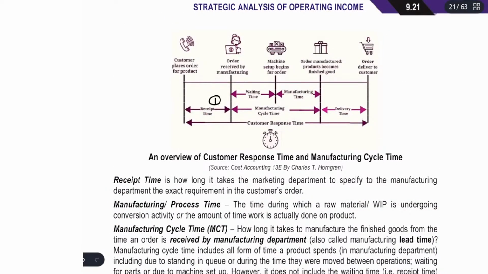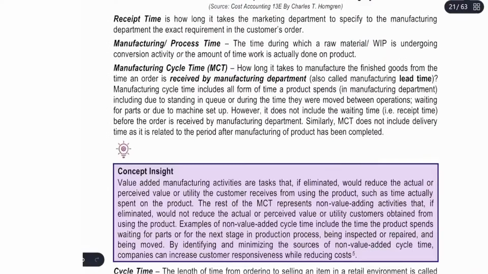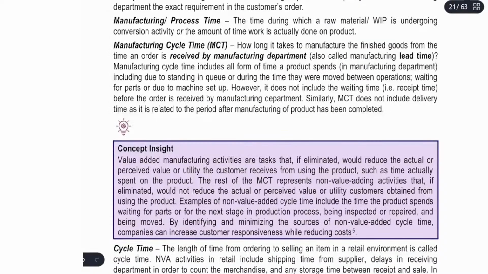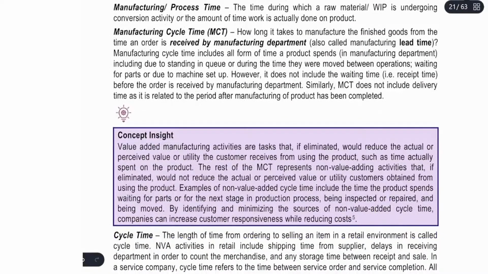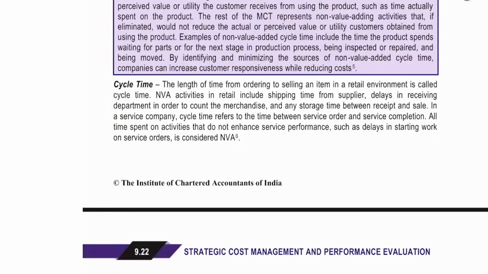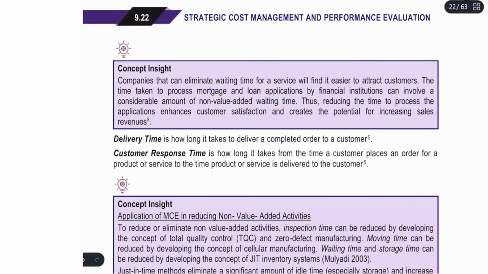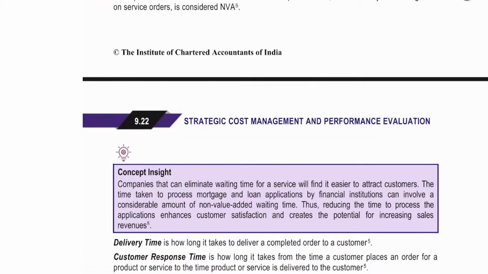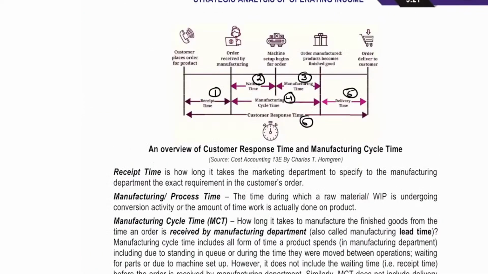What is receipt time, what is waiting time, what is manufacturing time, then this point delivery time and point number 6, and all the definitions are given in this particular page number 21 and the initial content of page number 22. Okay, I'm giving you sufficient time to read out this particular page, the most important page regarding the value added and the non-value added ratios. Each and everything is clearly explained.